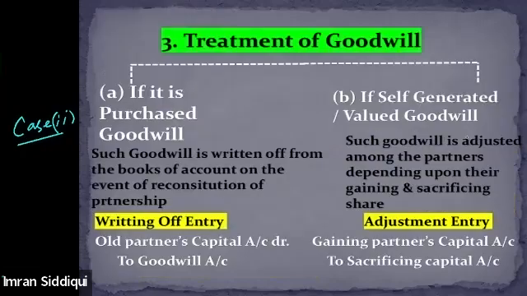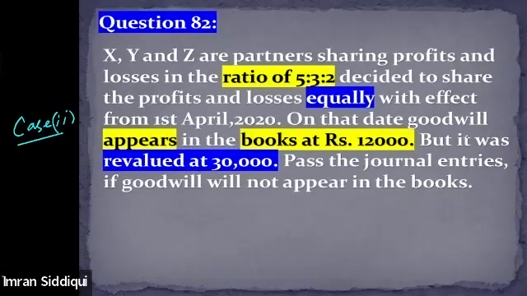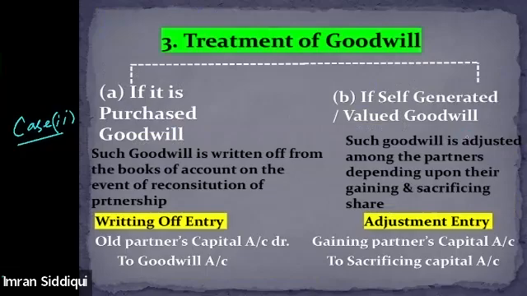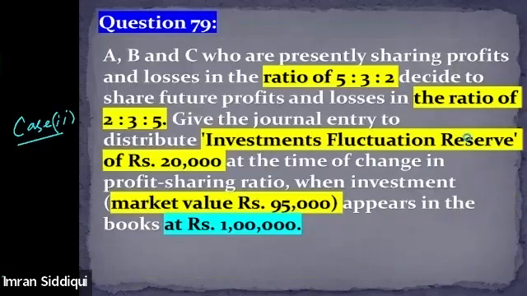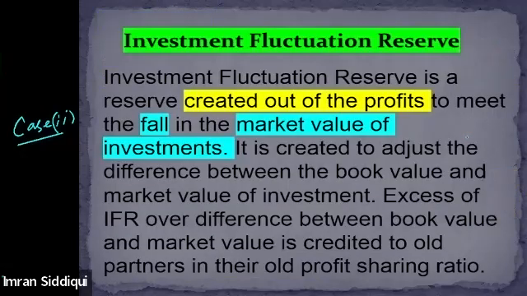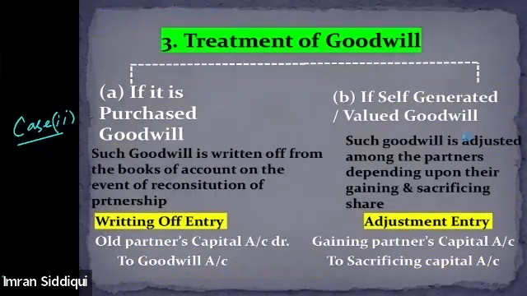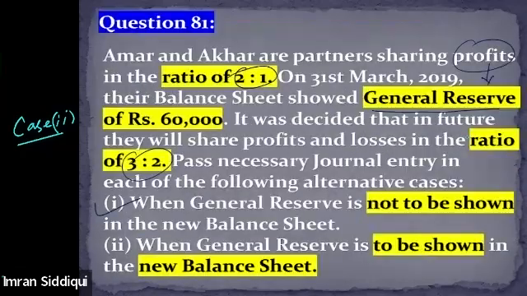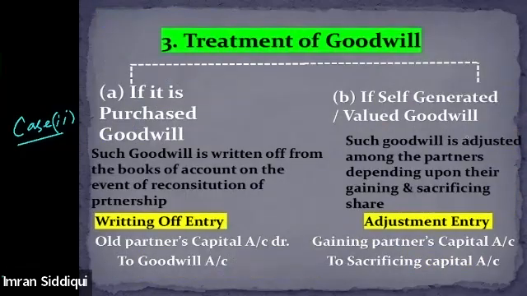All right, now let's talk about the goodwill. We have covered topics such as investment fluctuation reserve, treatment of the IFR, treatment of workman compensation reserve, treatment of the general reserve. Now we'll talk about the treatment of goodwill in case of reconstitution. We already covered a topic by the name of goodwill, wherein we were talking about the valuation of goodwill. Now this is different. Here we will talk about the treatment of the goodwill.